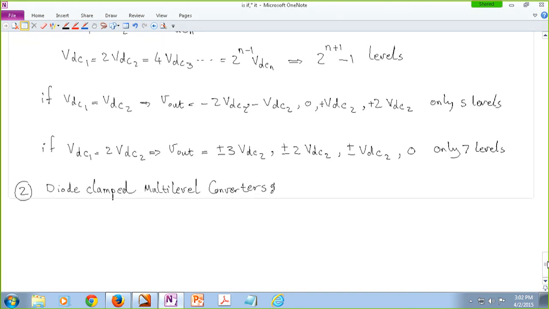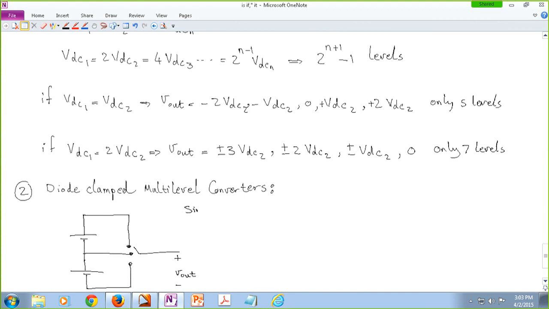Now, consider a case like this. Let's say you have two sources of voltage. They are placed in series with each other. And then somehow magically you have a single pole three-throw switch, and you define this as your output voltage. All right. So you have a single pole triple throw switch.